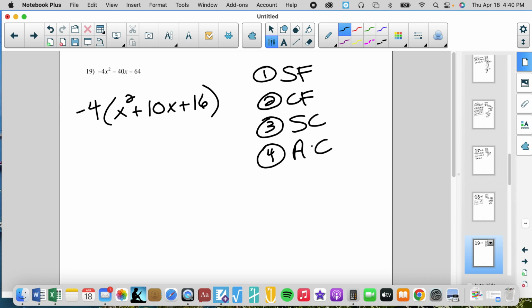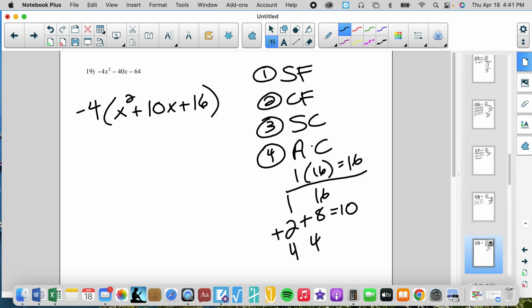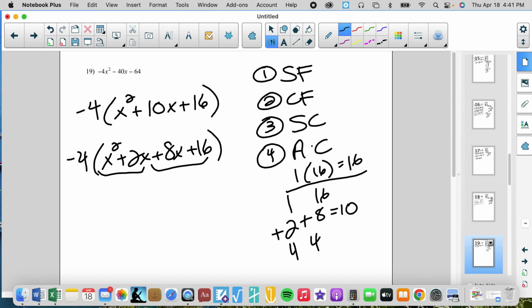A times c. 1 times 16 equals 16. 1 and 16, 2 and 8, 4 and 4. Signs are the same. Both are positive. There's my 2 and 8. I think I've done this before. -4 x squared plus 2x plus 8x plus 16. Factor by grouping. -4. We're going to factor out an x. You get x plus 2. Factor out an 8. You get x plus 2.